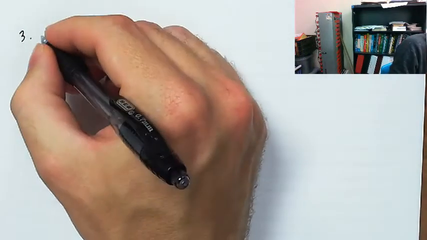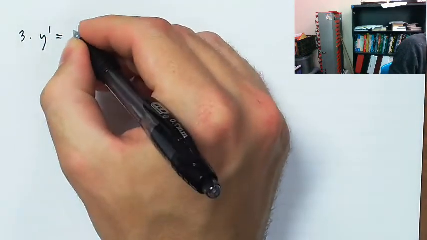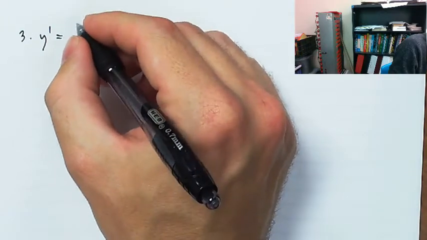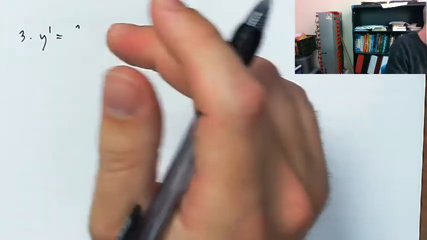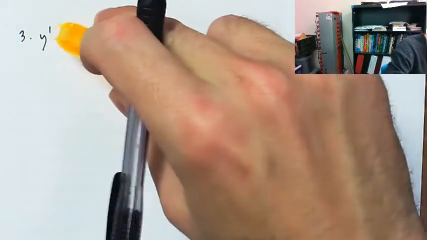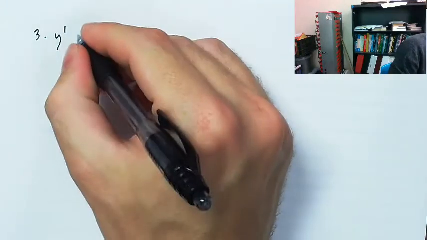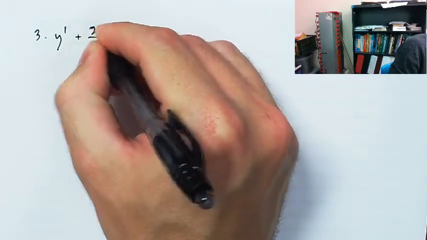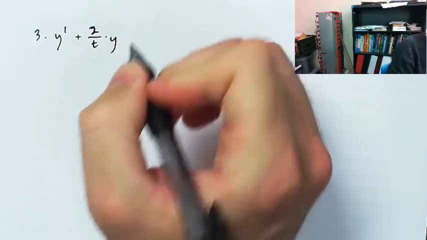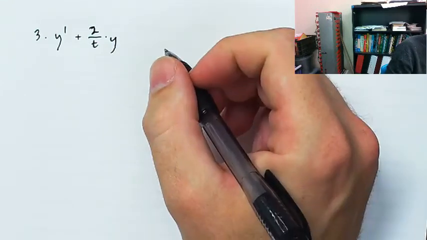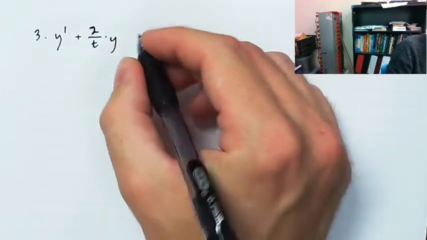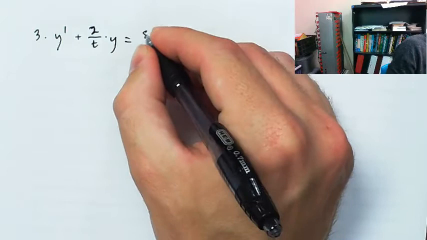All right, next is going to be y prime plus 2 over t y is equal to sine t over t squared.